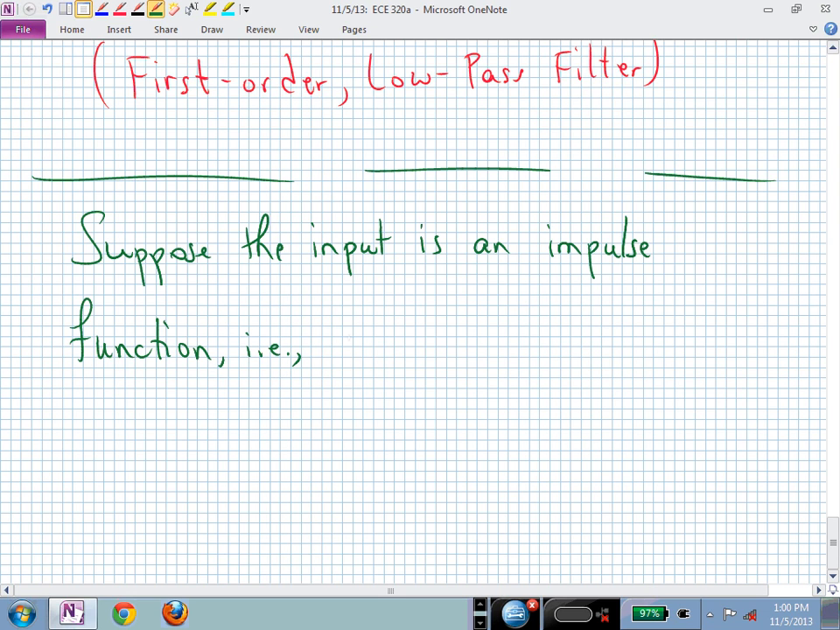Analytically, what does that look like for x of t? Symbolically, how do we represent an impulse? The impulse is just that delta, right? That's that infinitely tall magnitude over an infinitesimally narrow width.